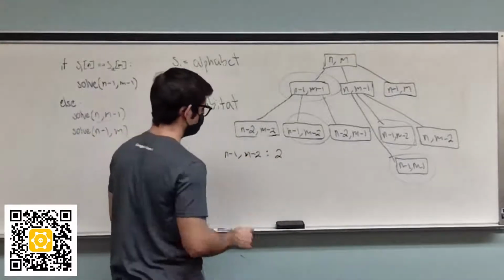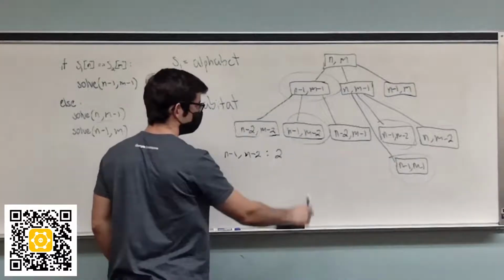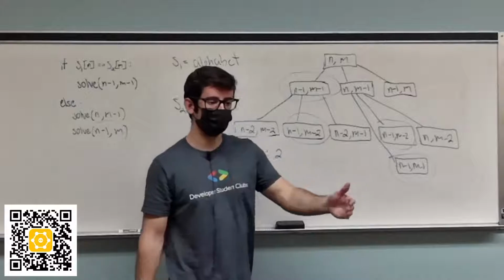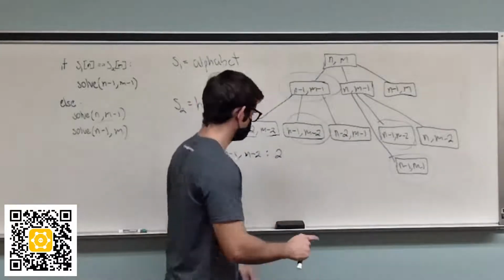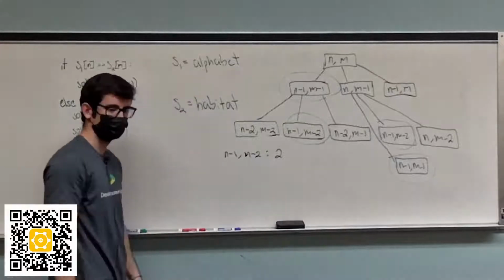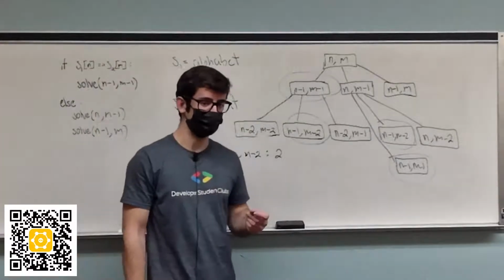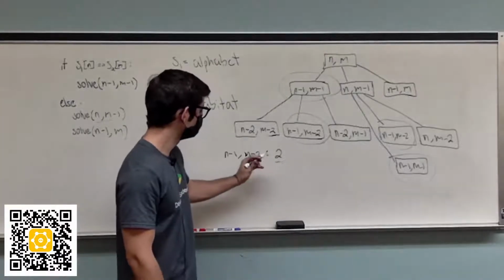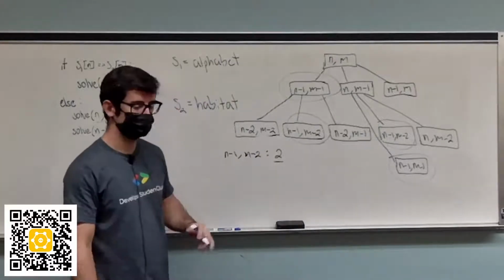So now the next time we see n minus 1, n minus 2, which is right here, instead of doing the work, we can first check if the table has the solution already. And if the table has the solution already, let's not do the work. Let's just return whatever answer the table has stored, which in this case will be 2.